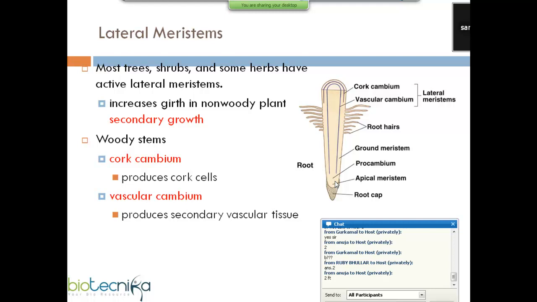In the lateral meristem, most trees, shrubs and some herbs have active meristem. It increases the secondary growth, mostly in non-woody plants. In woody plants, the cambium and vascular cambium are the places where you have lateral meristem. So it has only two types of meristem: one is apical, the other is lateral. Apical always moves straight, in the tip of the shoot and the tip of the root. And lateral is on the side, the branches. So understood how easy it is, right?